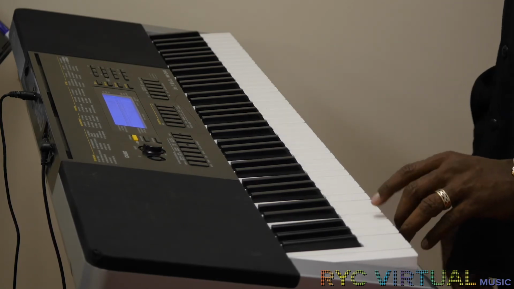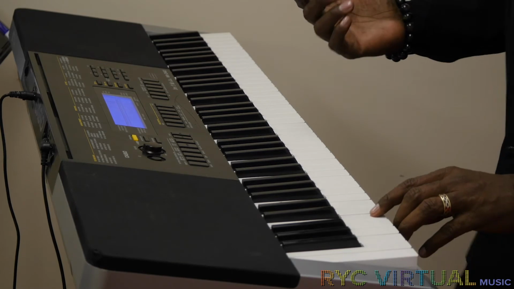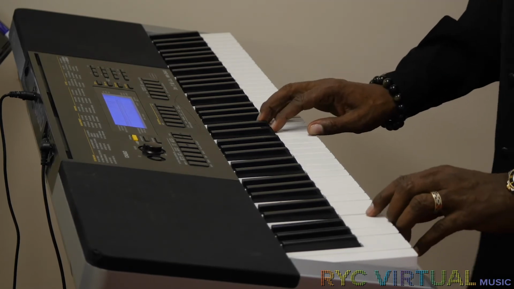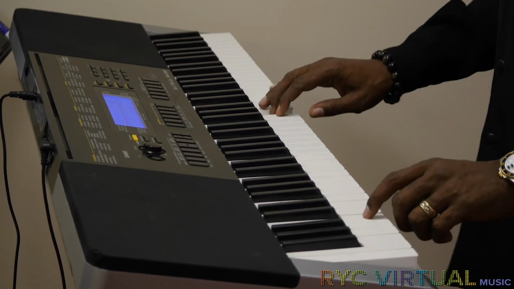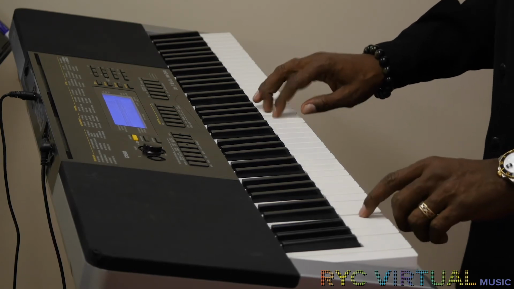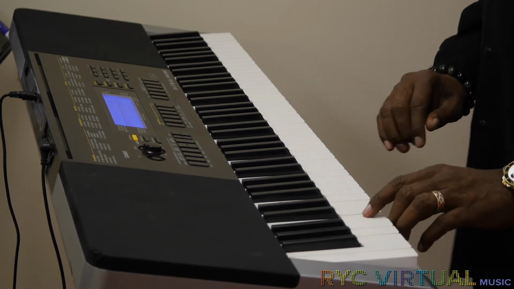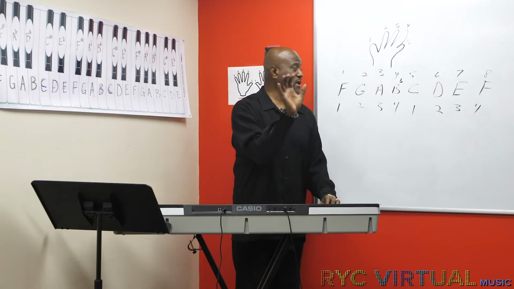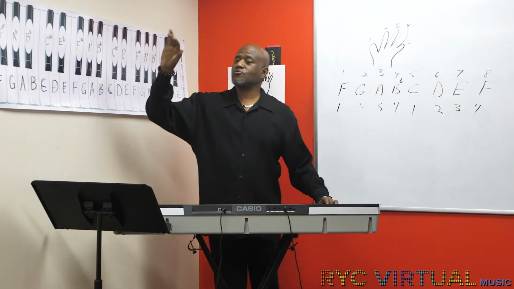All right, let's try that. Starting on the C. I'll slow it down a little bit. Ready? And 1, 2, 3, 1, 2, 3, 4, 5, 5, 4, 3, 2, 1, 3, 2, 1. What are you talking about with those numbers, Mr. Harris? Once again, for the C, it's 1, 2, 3, 1, 2, 3, 4, 5.